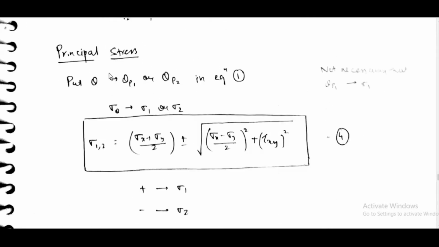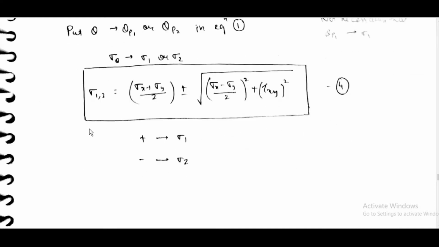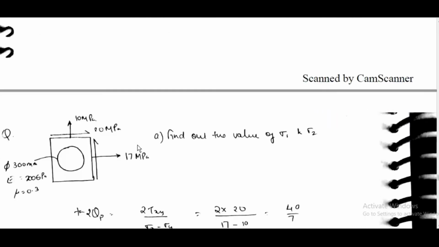Principal stress. Put theta p1 or theta p2 in equation 1 to get sigma theta, that is sigma 1 or sigma 2. Sigma 1, 2 is equal to sigma x plus sigma y by 2 plus or minus root of sigma x minus sigma y by 2 whole square plus tau xy whole square, plus for sigma 1 and minus for sigma 2.